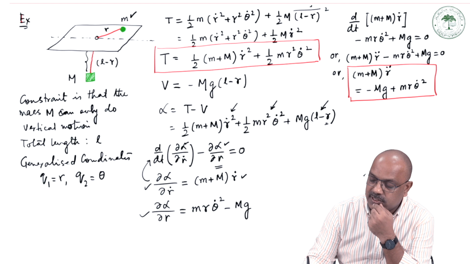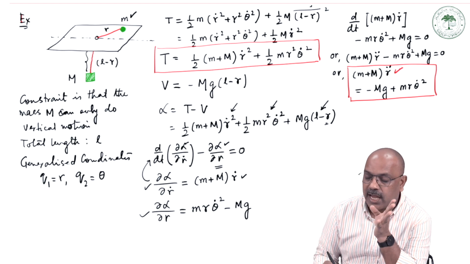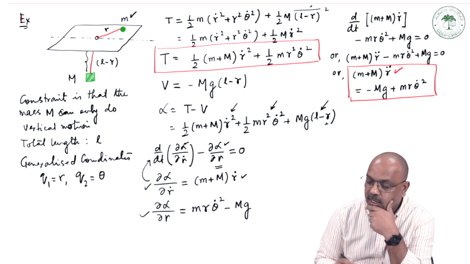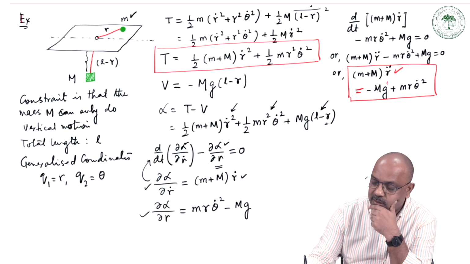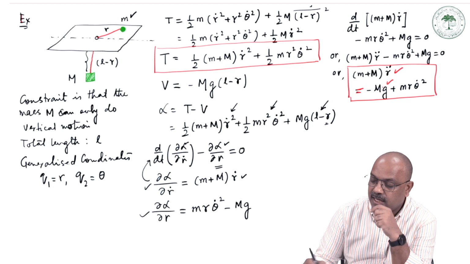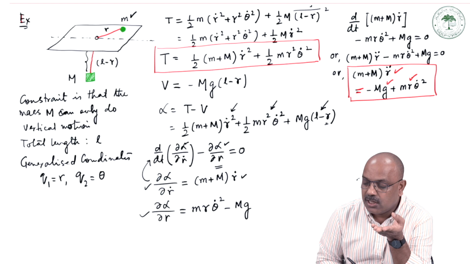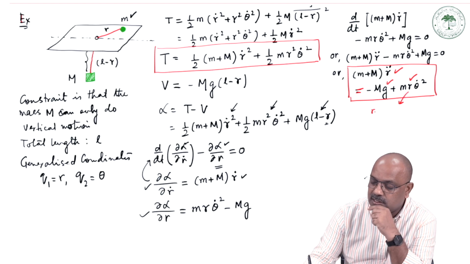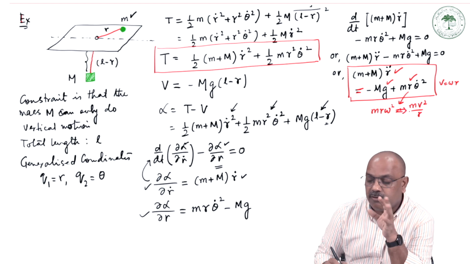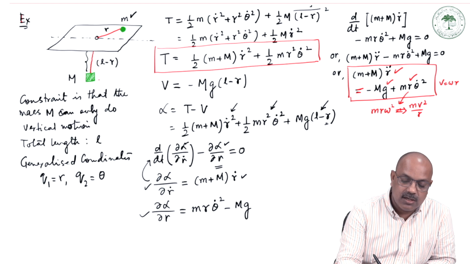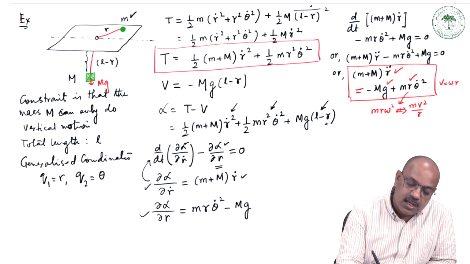Now this is the force which is acting, r̈ is the acceleration, and the combined mass m1 and m2, and two forces are acting. One is mg, with negative sign, and with the positive sign m r θ̇². This m r θ̇² is nothing but the centrifugal force, because θ̇ is omega, and v is equal to omega r, so this is nothing but mv² by r. So this is the centrifugal force. Two forces are acting: mg on this part, and the centrifugal force acting on this part.